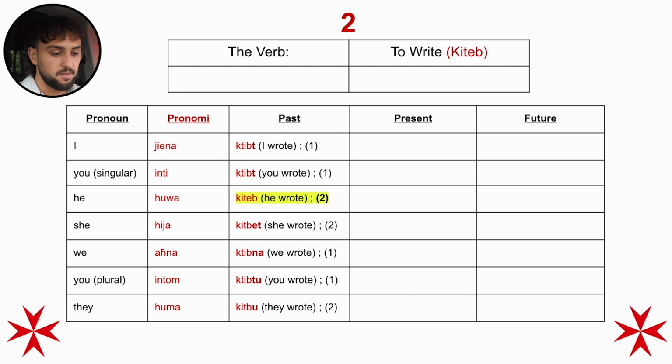But yeah, if you look at this table here on the screen, you will see how we still have the past tense conjugation for kieteb on the screen from the previous lesson. And in order to work out the present tense, the first thing we need to do is work out the imperative for the verb kieteb.